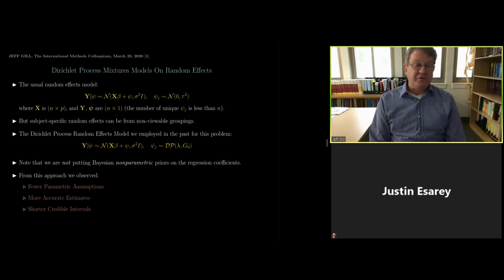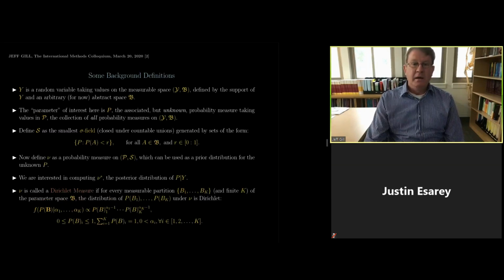What we notice from this historically is we have fewer parametric assumptions, we have more accurate estimates of the coefficients of interest, and therefore shorter credible intervals. This is actually called Bayesian non-parametrics, which is kind of a weird term because, as you see, there's a lot of parametric stuff floating around in here. But the fact that it's got fewer parametric assumptions, as you will see, leads to that name.